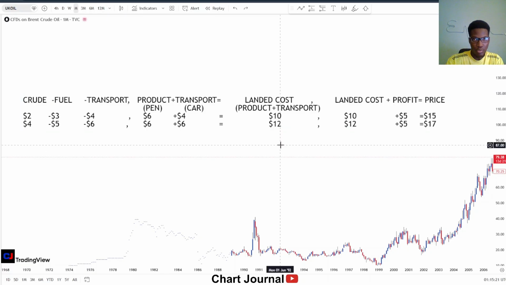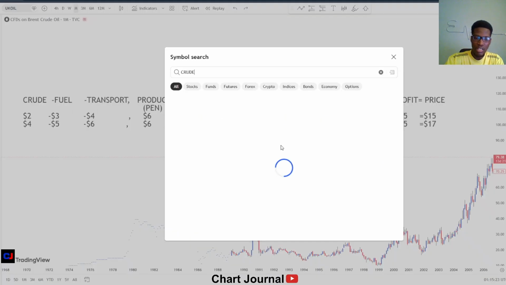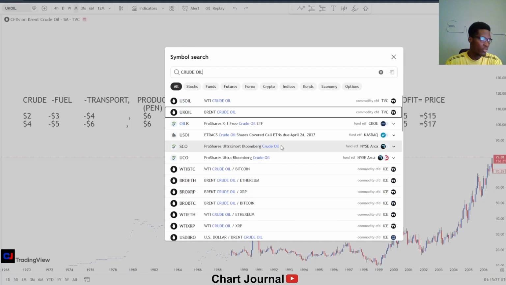So to now look for the prices of crude oil, we simply search crude oil, C-R-U-D-E space oil. So as we search crude oil, you see two prices of oil. What does this mean?